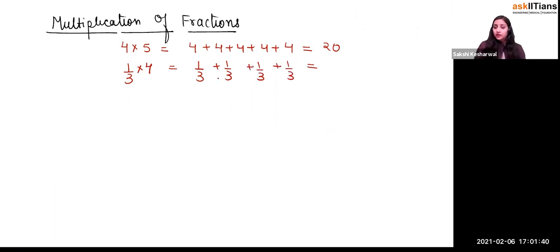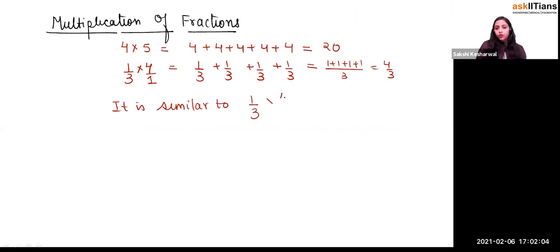These are like fractions, and the addition of like fractions is 1 plus 1 plus 1 plus 1 divided by 3, which equals 4 by 3. Similarly, can you see that the number 4 can be written as 4 upon 1? It is similar to 4 into 1 by 3, that is 4 into 1.